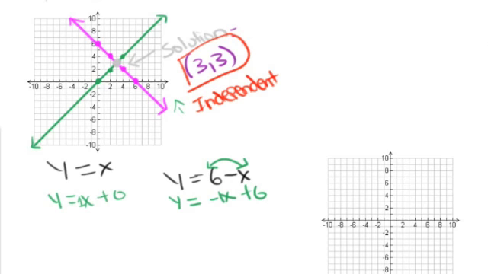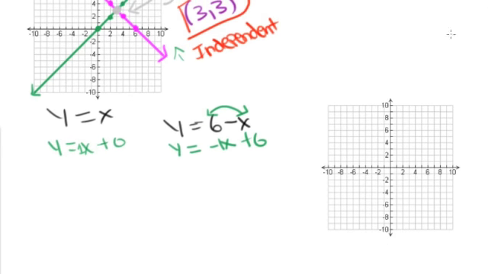Now let's try this one here. If I feel like I'm going too fast, you can pause anytime and replay it. This is a video, so you're free to do that. So the next one we're going to see is 6x plus 4y equals 2 and 3x plus 2y equals 1.